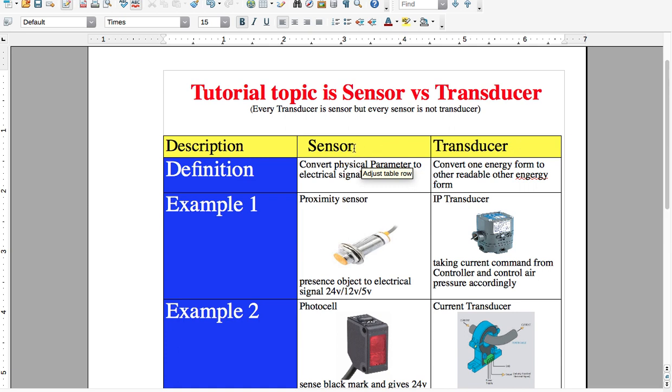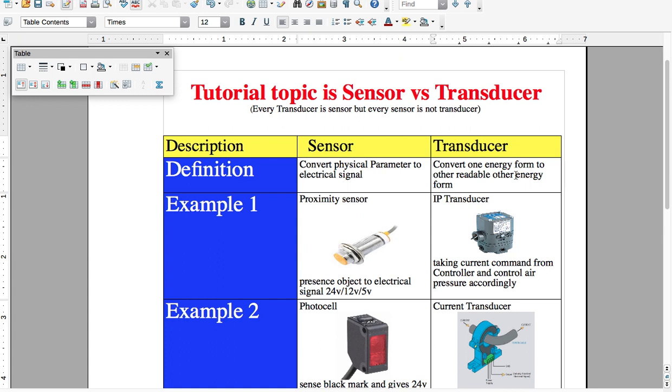A sensor converts a physical parameter to an electrical signal. This electrical signal may be some voltage or some ampere. And a transducer converts one energy form to another readable energy form. This is the main thing: readable, other energy form.